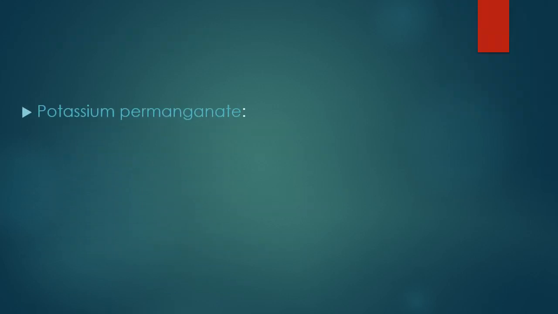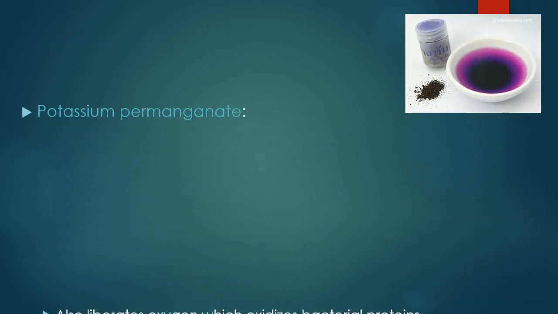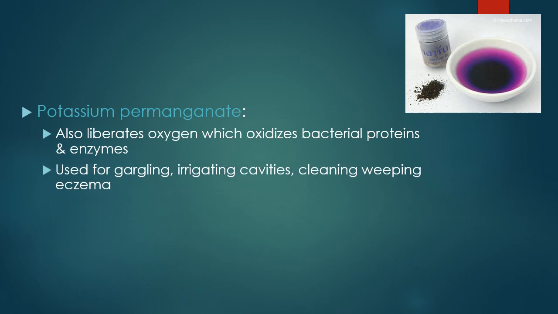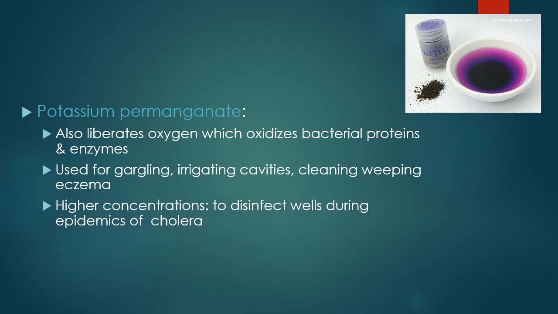Next oxidizing agent is potassium permanganate. Potassium permanganate also liberates oxygen which oxidizes bacterial proteins and enzymes. 1 in 5,000 to 1 in 10,000 solution is bactericidal. So it is used for gargling, irrigating cavities, cleaning weeping eczema, and its higher concentrations are also used to disinfect wells during epidemic of cholera.